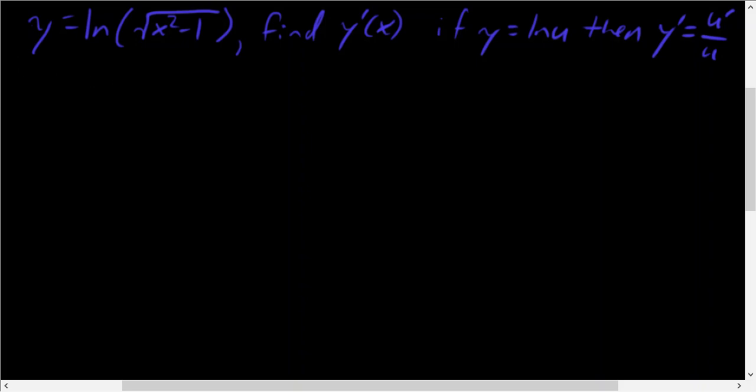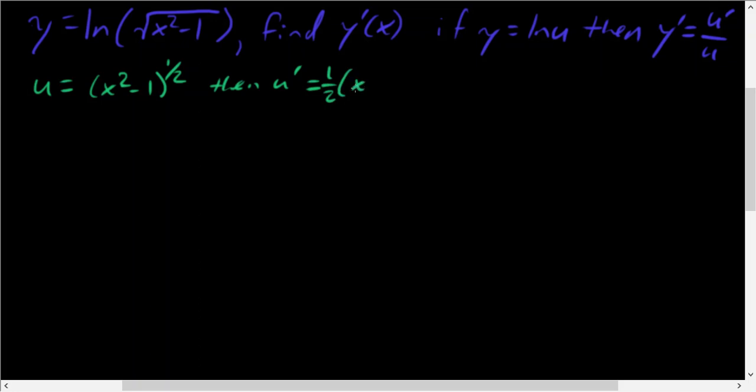Alright, let's try a different color. Blue's a little hard to see. We need to find what is u, and then what is u prime. Well, we could let u equal this x squared minus 1 to the 1/2 power. Then u prime would have to equal, we've got to use our power rule and chain rule here.